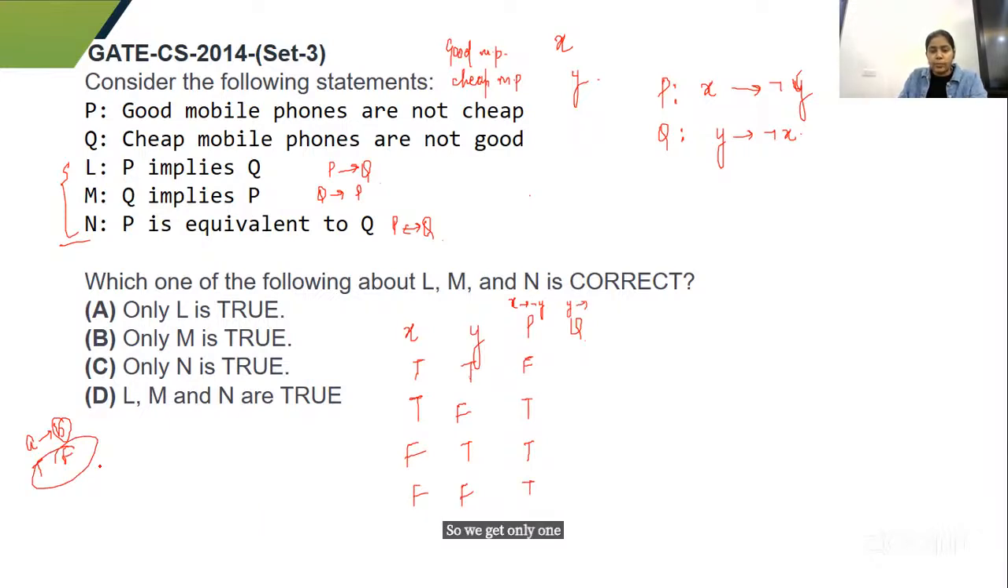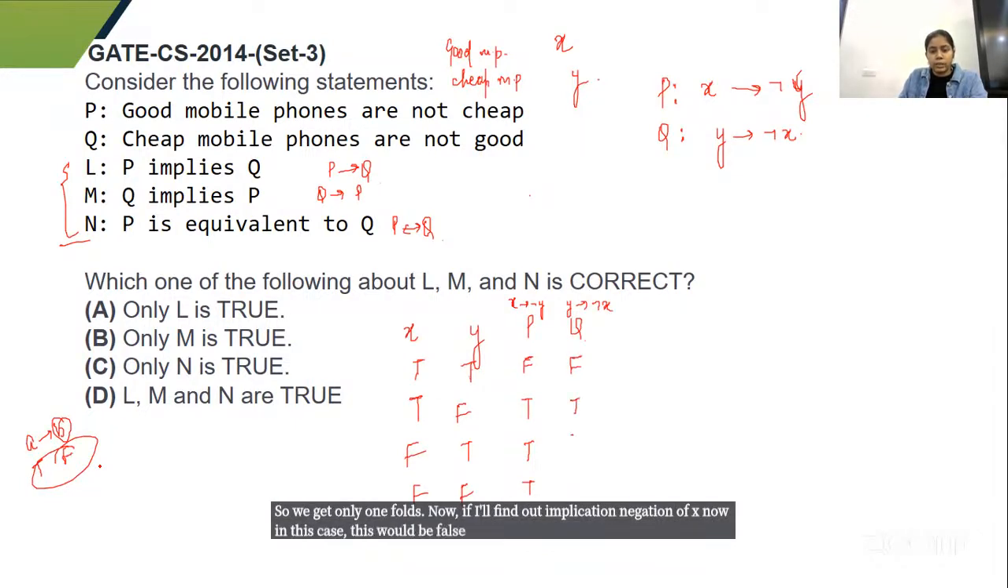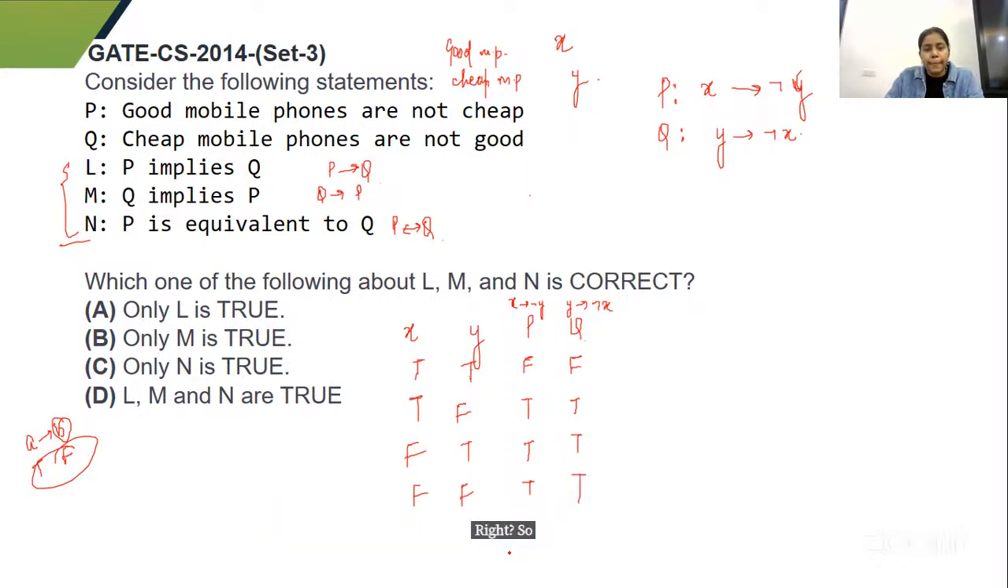Now, if I find Y implies negation of X, in this case this would be false, this would be true, this would be true, this would be true. Right? So everyone gets this. Now you can check what the L statement is.